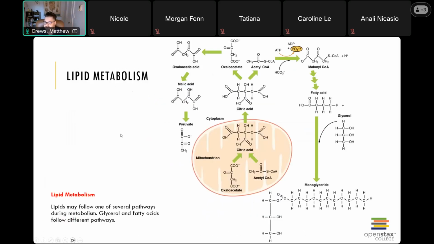All right. Lipid metabolism. I don't think you need to know all of this. The basic thing I would take away from a slide like this is that lipids are long chain organic molecules.